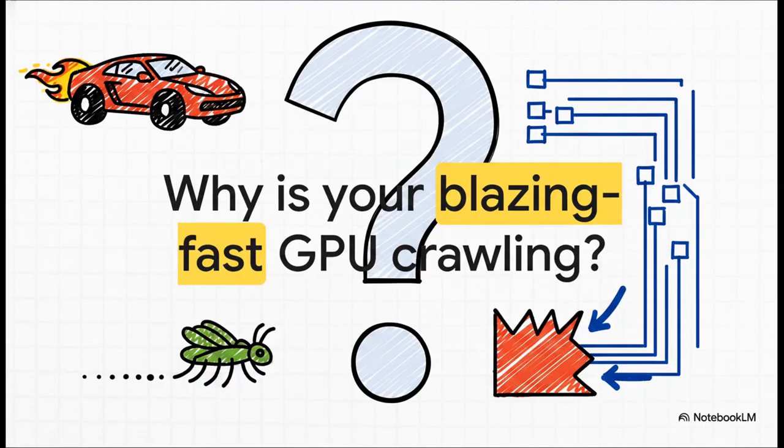Now, we've all been there, right? Here's a scenario you've probably experienced firsthand. You've got this incredibly expensive, blazing fast GPU. You write some seemingly basic code, you hit run, and suddenly, it's just crawling. No way, right? Why does this happen?